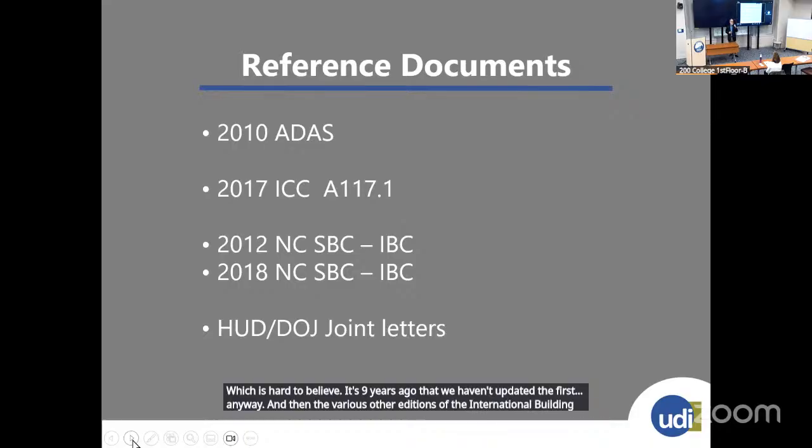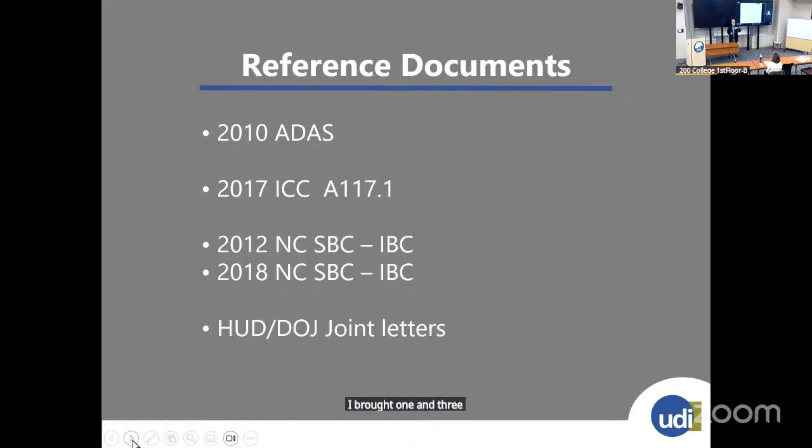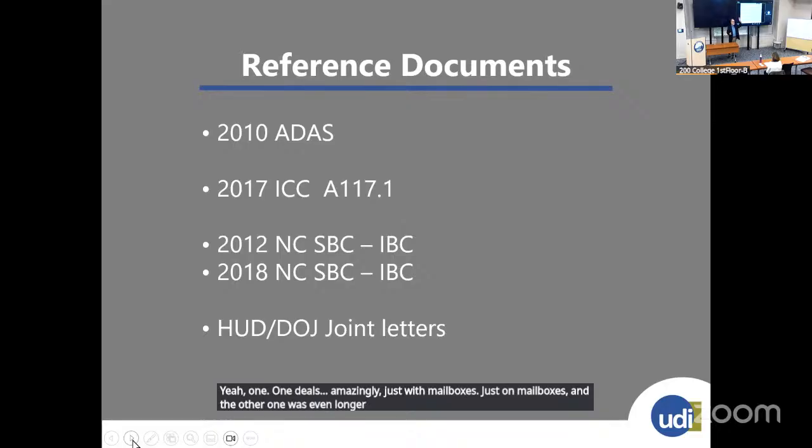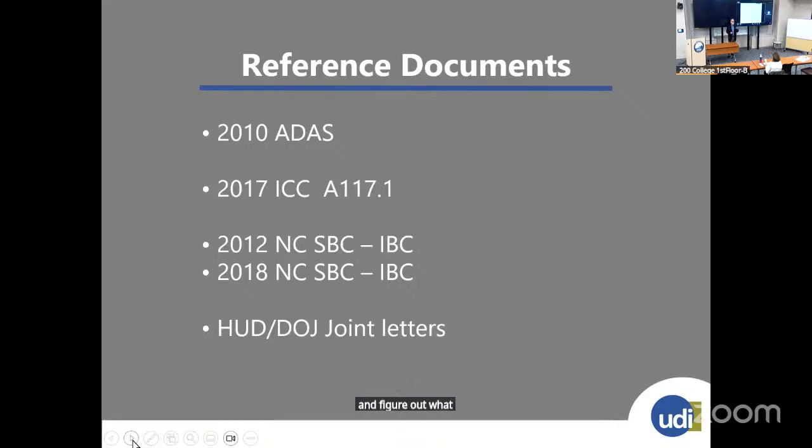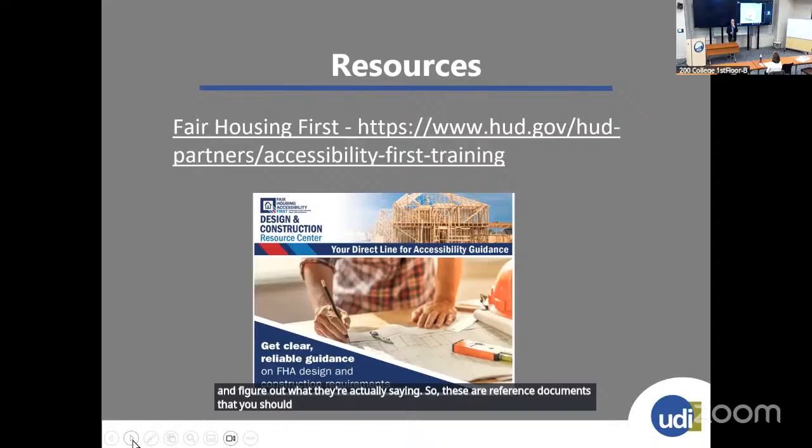And then finally, the HUD DOJ joint letters, of which there are 2. And did you bring one of them here or both of them? I brought one of them. One deals, amazingly, just with mailboxes. A whole letter just on mailboxes, and the other one is even longer and deals with a whole variety of things, questions. So when you're applying this to your work, you probably should grab hold of those and then hire someone full-time for a week to go through them and figure out what they're actually saying. So these are reference documents that you should be aware of.